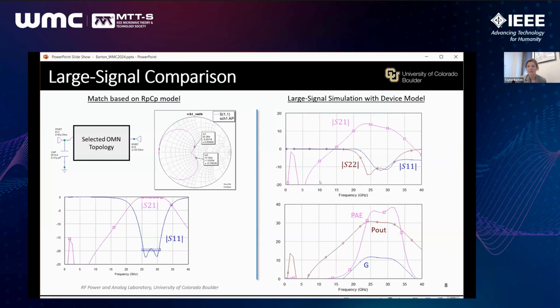So we designed this match using this method. On the right here is shown a simulation with replacing this parallel RC model and putting in the large signal model. And we do see a good match over the band, maybe not as good as the ideal performance, but we do see that the band with the same matching network is well captured by the simpler model, using the same matching network topology.